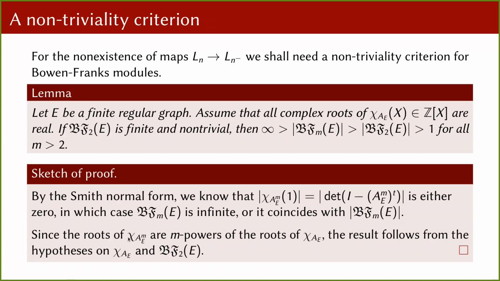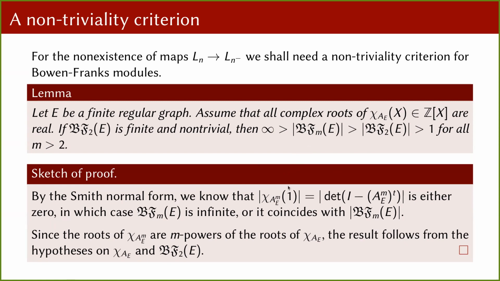So the roots of the characteristic polynomial of a power of A of E are m powers of the roots of the original characteristic polynomial. So if, in the case m equals 2, none of those are 1, and none of the roots are complex, then we know that for any m, this will never be 0. So that shows that any of the Bowen-Franks modules are finite. And the bound is proved likewise.